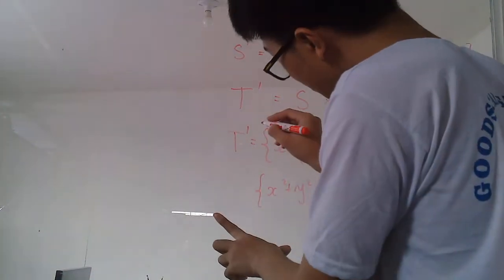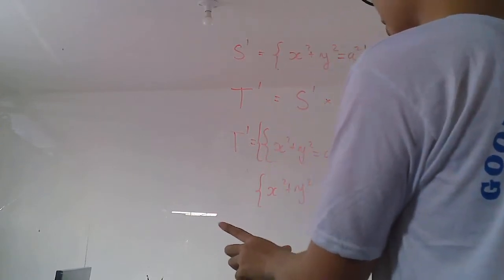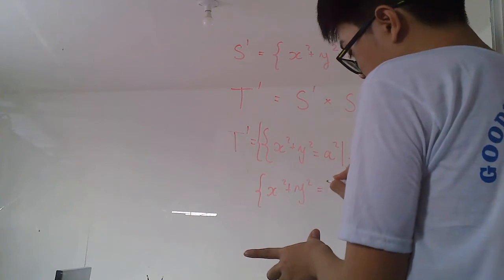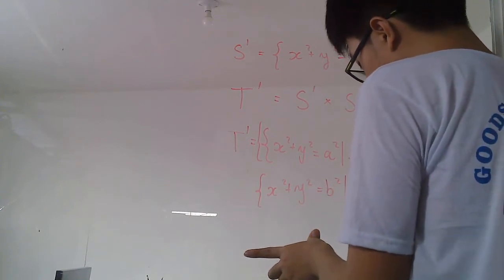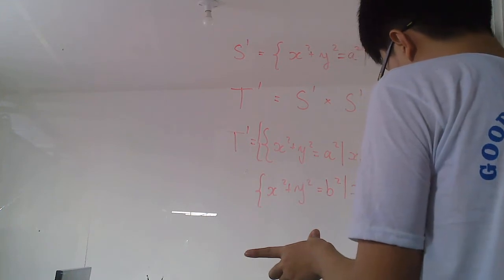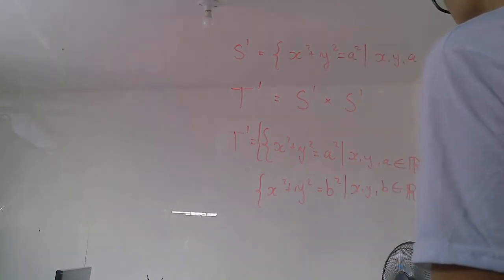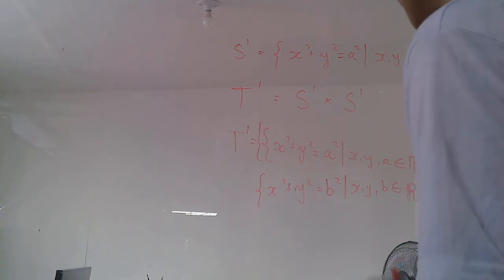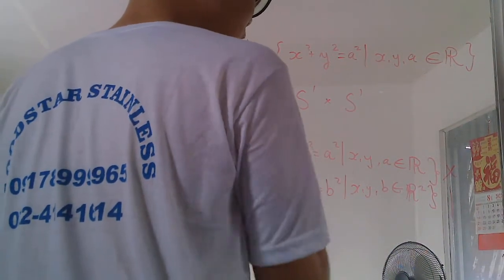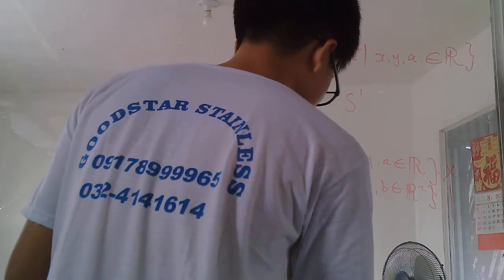So now we have some new structure here. We have two S1 structures inside one structure, x squared plus y squared equals b squared, such that x, y, and b are elements of the real numbers. Such that A squared and B squared, or rather one of these guys, are less than each other. So I'm going to say that A is less than B.